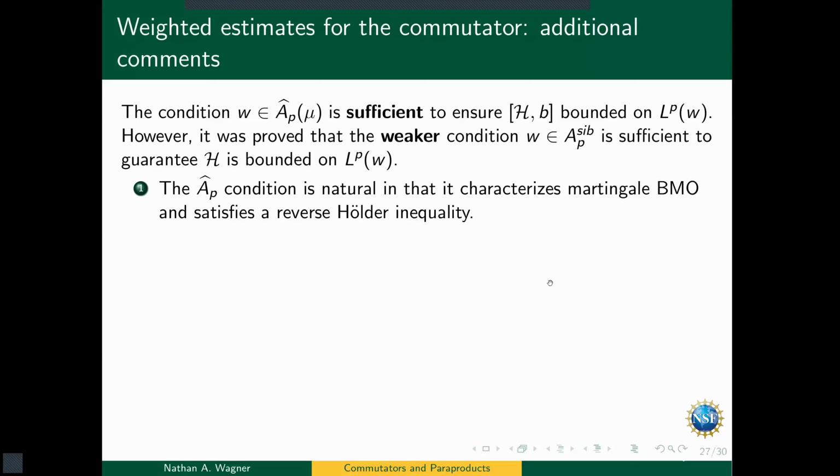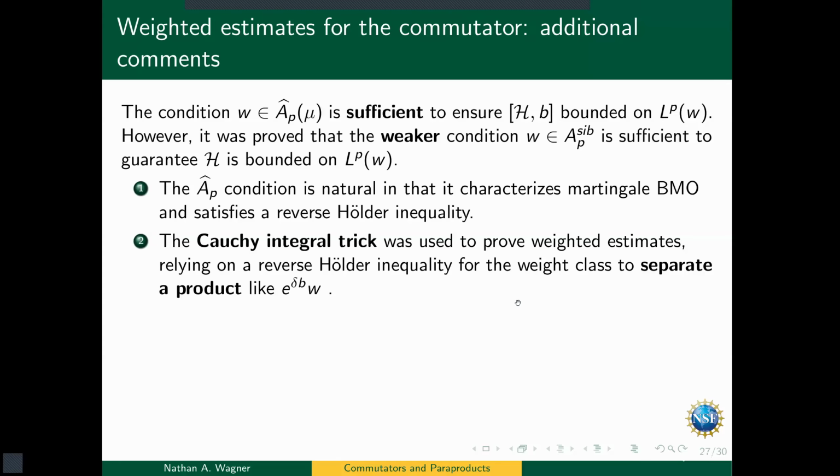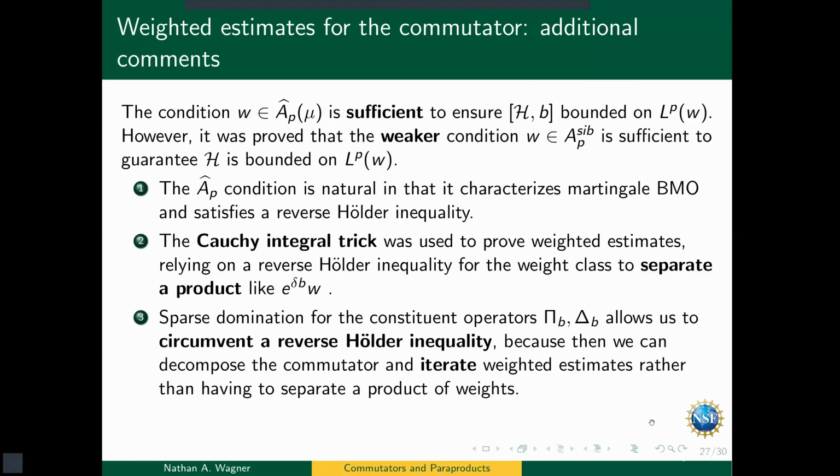As I said before, the A_p hat condition is somewhat natural in that it characterizes martingale BMO and it satisfies a reverse Hölder inequality. And the way we proved the weighted estimates for the commutator in our previous paper was we used the so-called Cauchy integral trick. You get to a point in that proof where you have to consider a weight that's a product of weights. So you have to separate a product like e to the delta b, where b is some BMO function, and a weight w. Well, if you want to separate that out, then you have to apply Hölder's inequality. And so if you want to get back to the original weight, you have to apply a reverse Hölder inequality. And this wasn't available in the non-doubling setting.